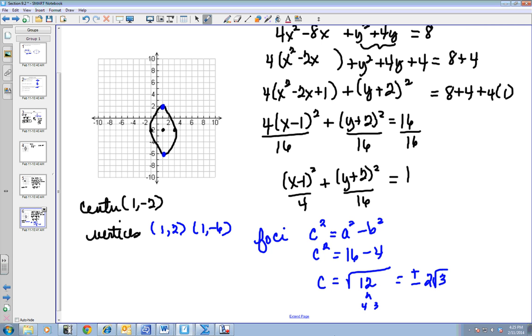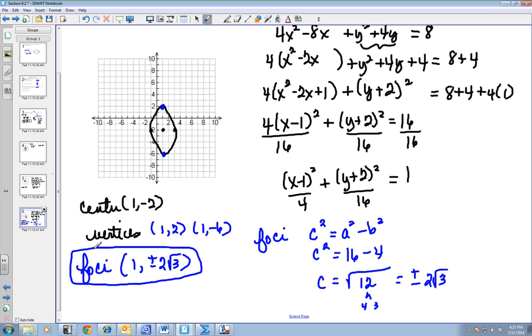So my foci are going to be from the center, it's going to be that point. So it's going to be to the right 1, and then plus or minus 2 radical 3. It's this distance from the center. So 1 plus or minus 2 square root of 3. Okay, and we'll probably have to do another one of those again, and that's fine. All right, but at least you kind of see what it looks like.